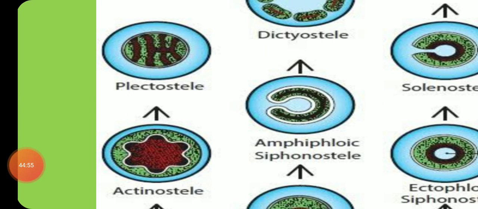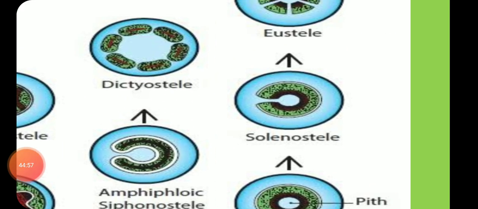Next, solenostele. See the picture, solenostele. The stele is perforated at a place corresponding to the origin of a leaf trace. Yes, they have small leaf traces present. That is called solenostele. It is the same as amphiphloic siphonostele, but in solenostele, leaf traces are present.